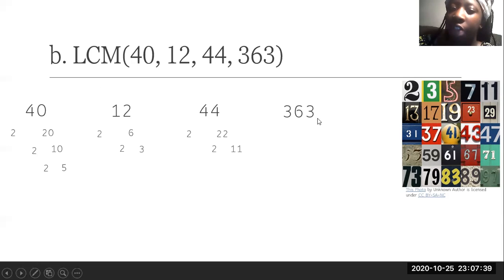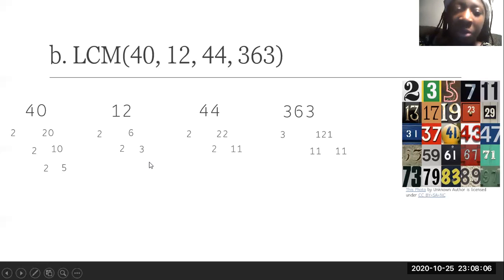2 will not go into 363. Neither will 5 or 7. But 3 will go into 363, so it'll be 121. 121 is not divisible by 3, and only 11 will divide it, which means it'll be 3, 11, 11. Sorry, I got ahead of myself.